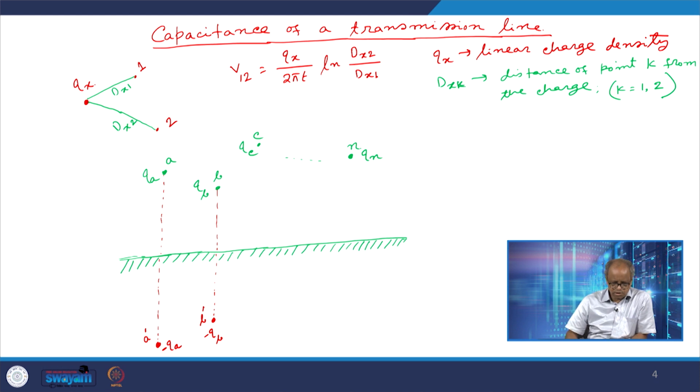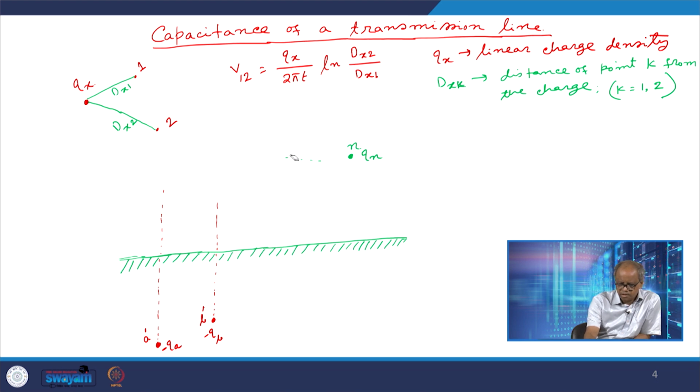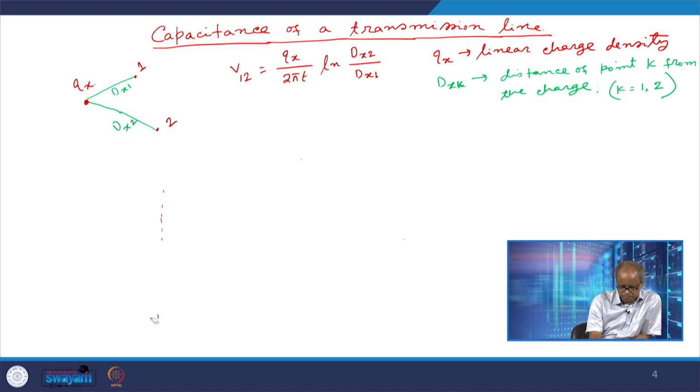Let me draw this again, otherwise we will use this diagram later on. So let me draw this again in a little better way, so that we can use this diagram in the next lecture as well. We don't have to spend time on this. Let me try to draw a better figure.